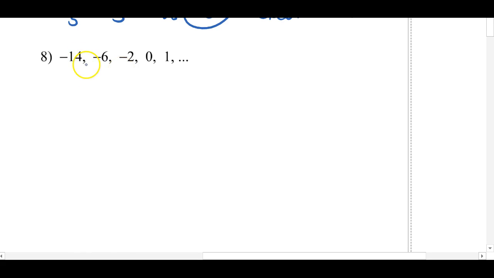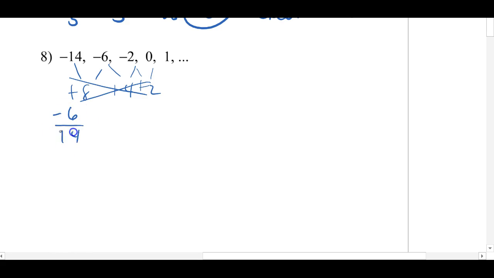Okay, so now on number 8, again, you could start with the difference if you want. You don't have to start with the ratio. Actually, let's start with the difference first. So the difference here, looks like we're getting bigger, so we're adding. Looks like it's adding 8 here. Here we're adding 4. Here we're adding 2, so it's not arithmetic. Okay, so let's try the ratio.